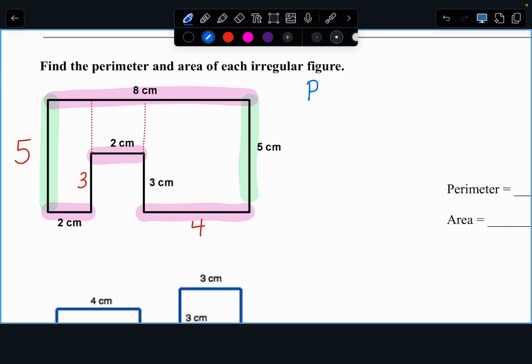So if I start with the 8, add the 2. Hold on. Can you please listen? Oh, shut up.